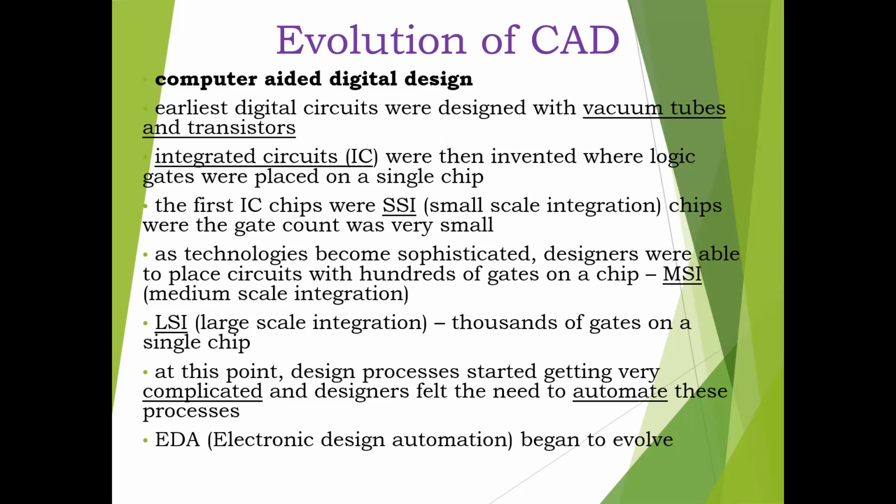The first IC chips were small scale integration, where the gate count was very small, less than 10 maybe. As technologies became sophisticated, designers were able to place circuits with hundreds of gates on a chip, and that we call MSI, medium scale integration.